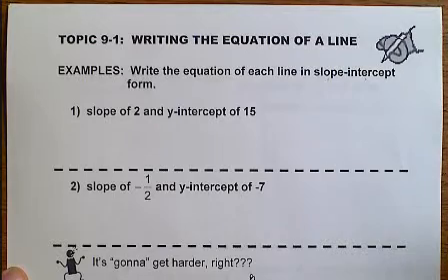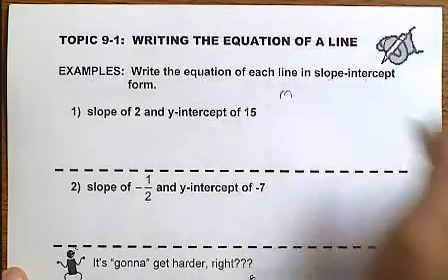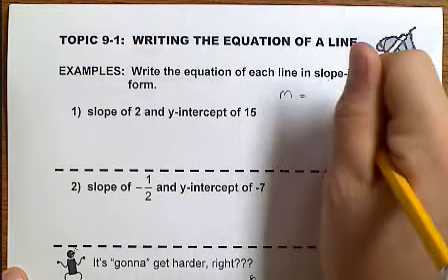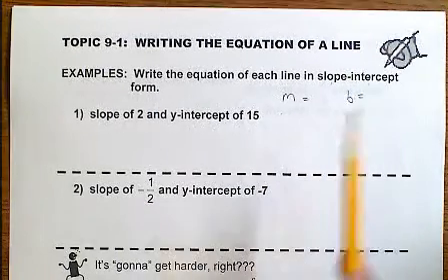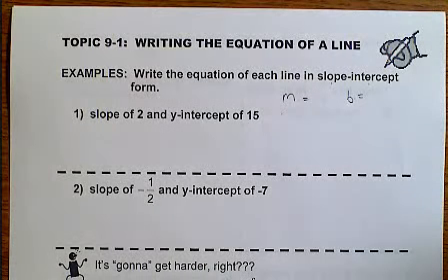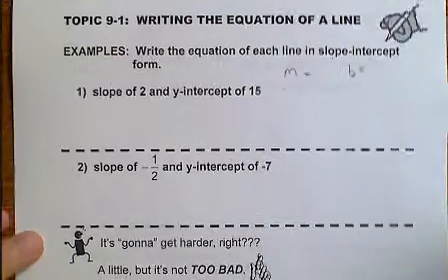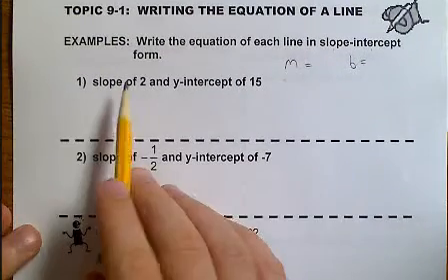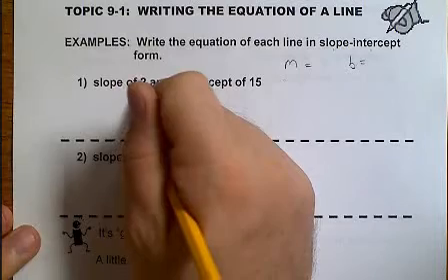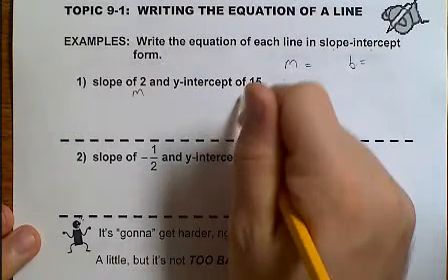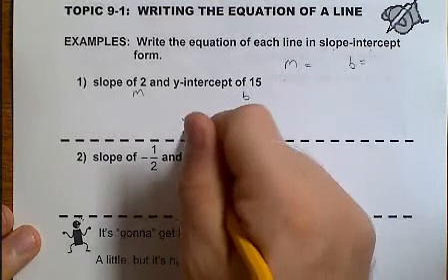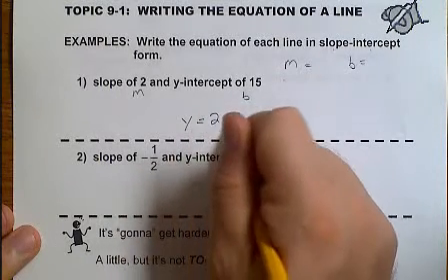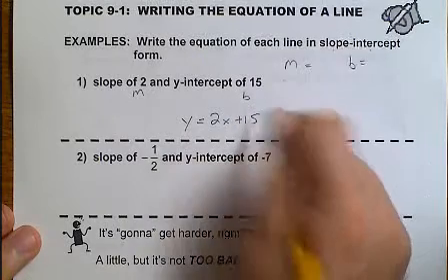Slope-intercept form means that we have an m and we have a b, where m is our slope and b is our y-intercept. We've been using these to graph lines in the past. Now we're going to take them and write the equation of that line. So, we have a slope of 2, that's our m, and a y-intercept of 15, that's our b. Our equation quite simply comes out to y equals 2x plus 15.